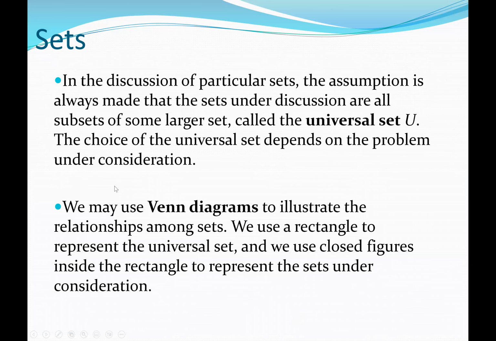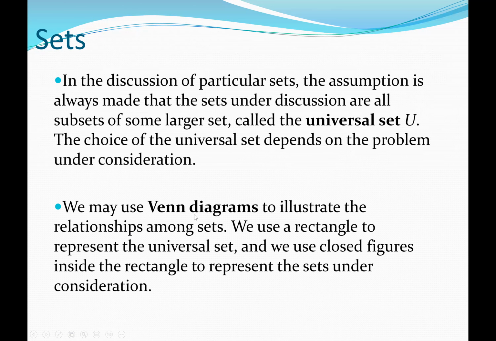Now, in the discussion of a particular set, the assumption is always made that the sets under discussion are all subsets of some larger set. And normally we will call this set a universal set. So for example, if we use alphabets, the universal set of alphabet will be the characters from A to Z, both lowercase and uppercase. Because the universal set will be all the possible elements that can be contained in that category. And when we talk about alphabet, we only go from A to Z, upper and lowercase.